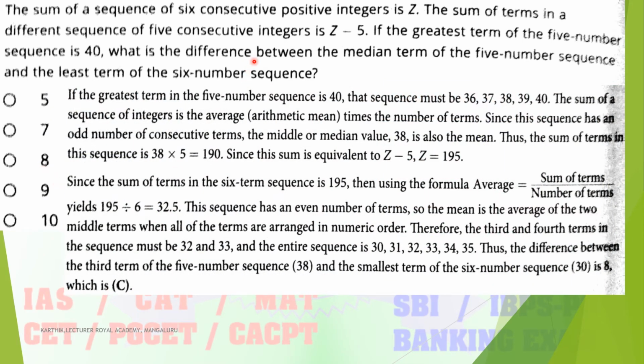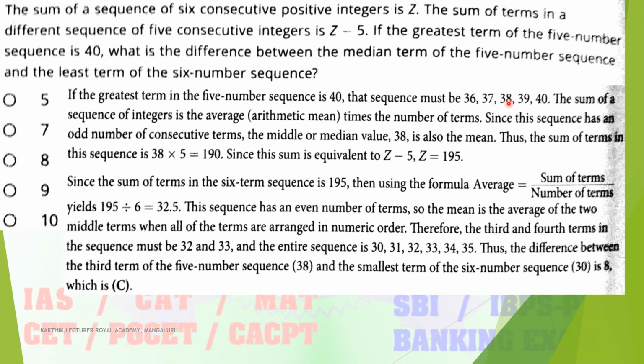So what is that? The greatest number is how much? 40. The greatest term of the 5 numbers is 40. So 40, 39, 38, 37, 36. Like that, I have taken 5 numbers: 36, 37, 38, 39, 40. Why? Because 40 is the greatest of the sequence of 5 numbers mentioned. So these are the 5 numbers.